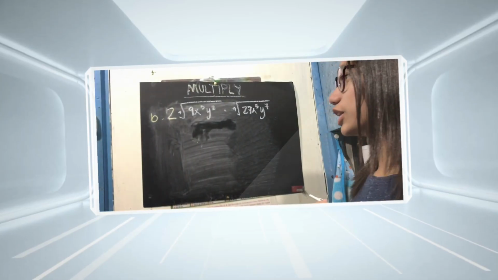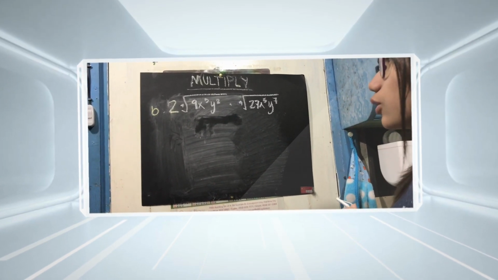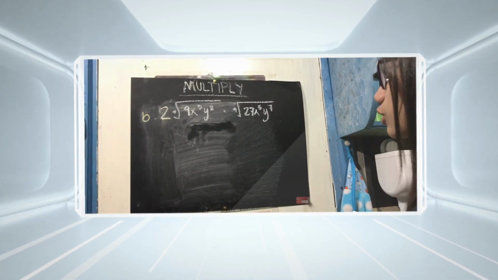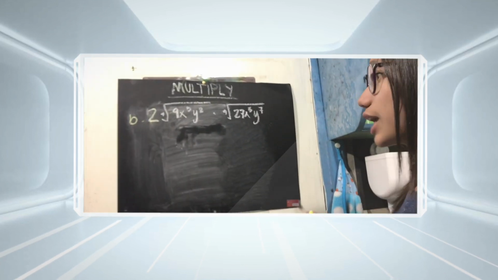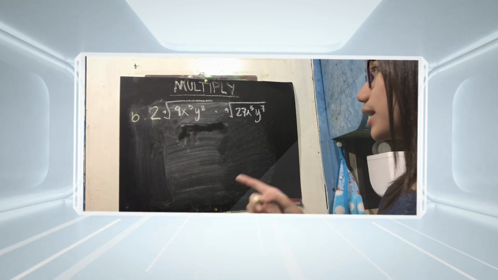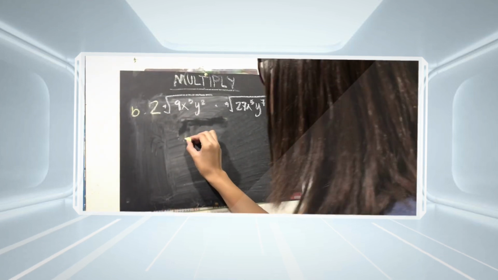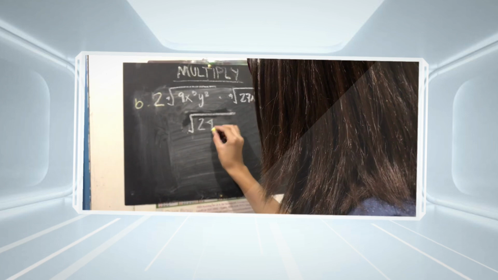Now, let's proceed to another example, letter B. 2 4th root of 9x cubed y squared times 4th root of 27x raised to 5 y raised to 7. In this case, they have the same index, which is 4, or 4th root. We need to multiply the 9 times 27. The product of 9 times 27 is equal to 243.